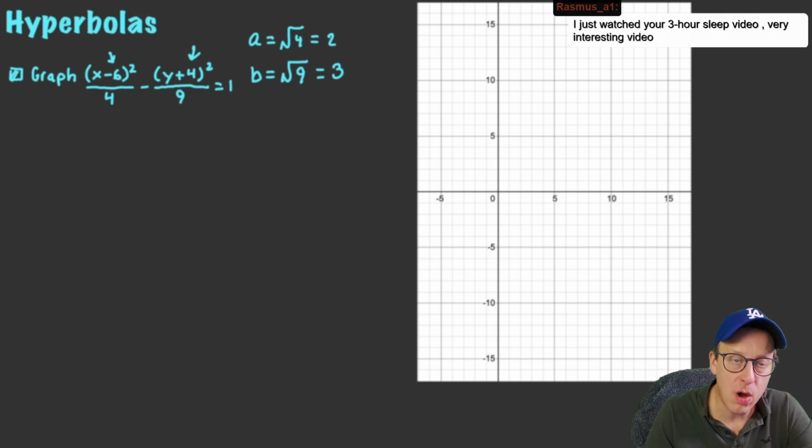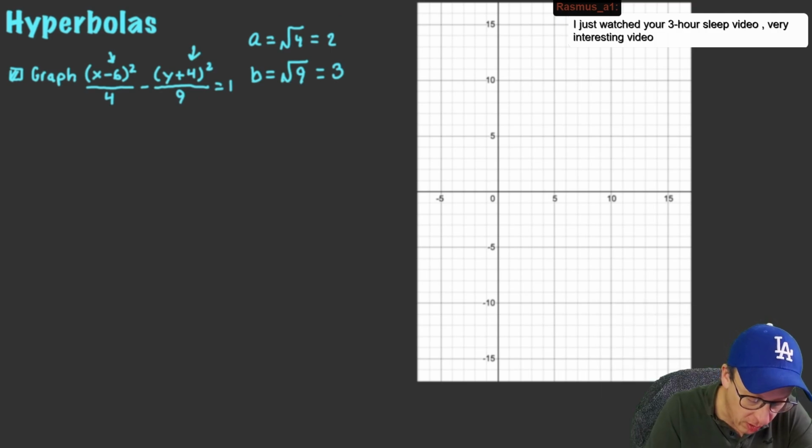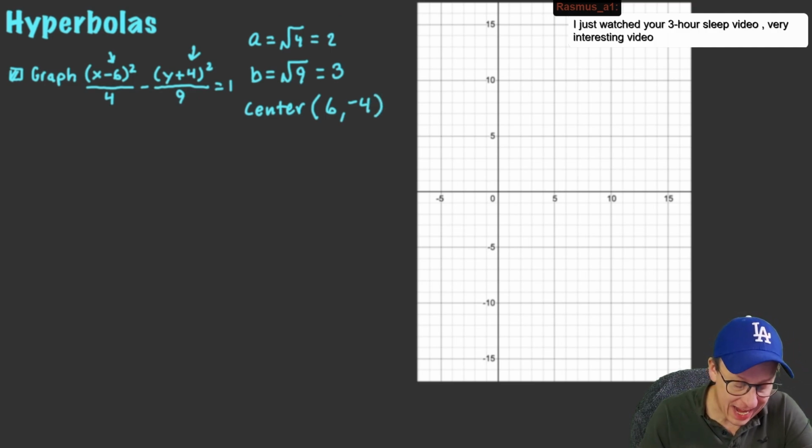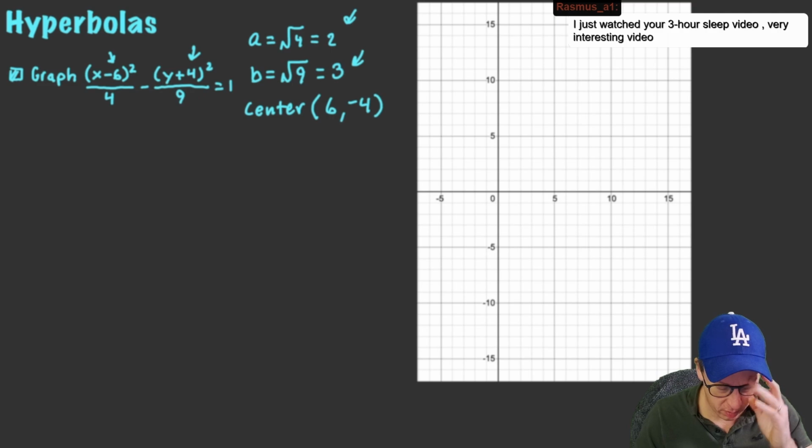Well, based off of that, we are going to know that the center of our hyperbola is going to be at 6 and -4. Our transverse axis is going to be 2 to the left and right. How do we know that? Right there. And we know that our conjugate axis is going to be 3 up and down. Well, how do we know that? Because of that point right there.